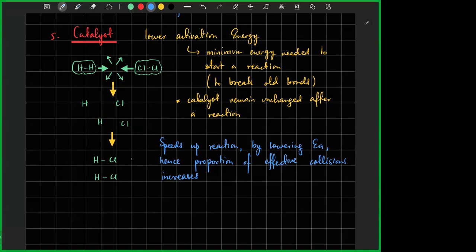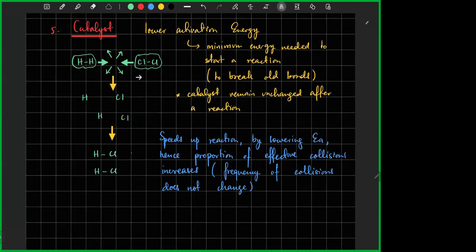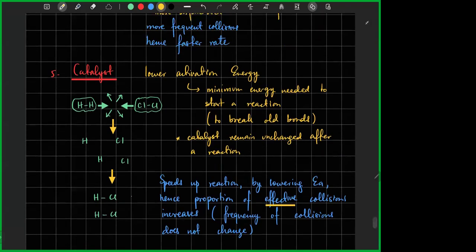The collisions are more effective. The frequency of collisions remains exactly the same. That does not change. So you still have 100 collisions happening, except that they are now more effective. A catalyst makes it easier for you to break bonds, so the collisions are a lot more successful. In the case of a catalyst, keep in mind that it's the effectiveness of the collisions that will increase.